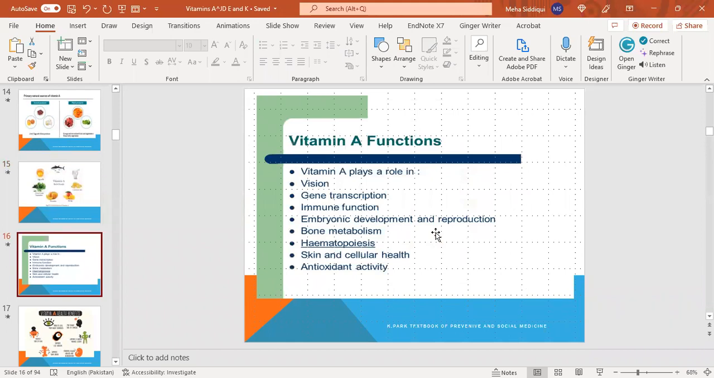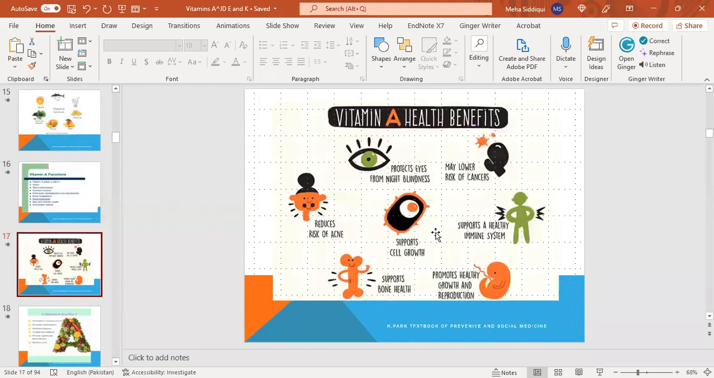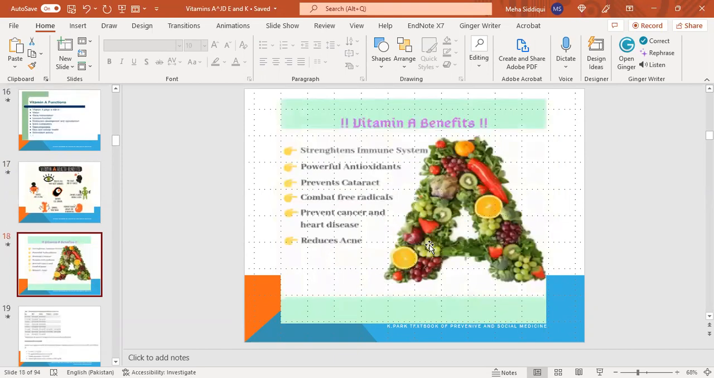Vitamin A function. Vitamin A plays role in vision, gene transcription, immune function, embryonic development and reproduction, bone metabolism, hematopoiesis, skin and cellular health, antioxidant activity. It protects eye from night blindness. It may lower risk of cancers. It also serves as antioxidant. It reduces risk of acne, supports cell growth, promotes healthy growth and reproduction, and supports a healthy immune system. Vitamin A benefits. It strengthens immune system, powerful antioxidant, prevents cataract, combats free radicals, prevents cancer and heart disease, and it reduces acne.